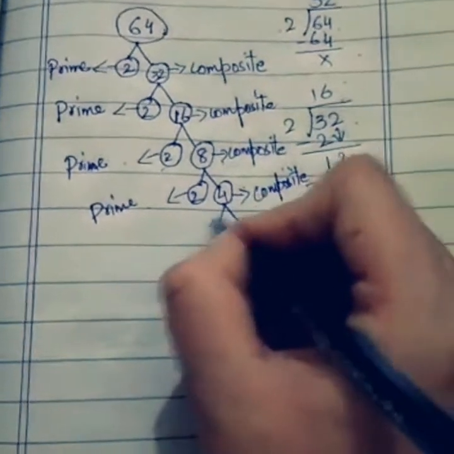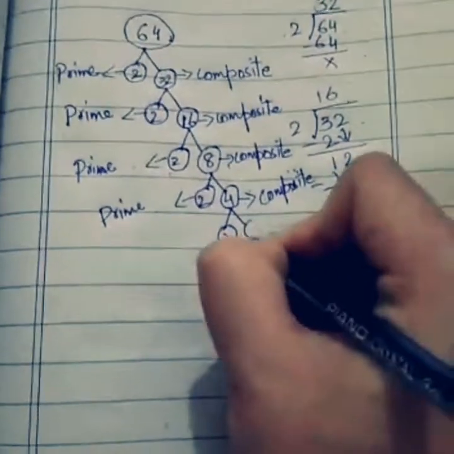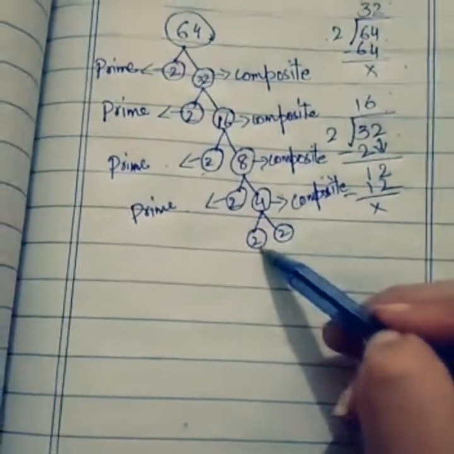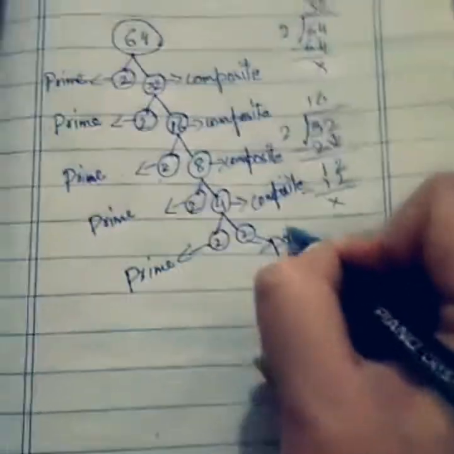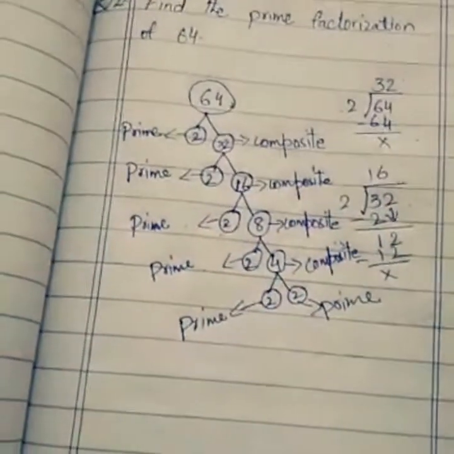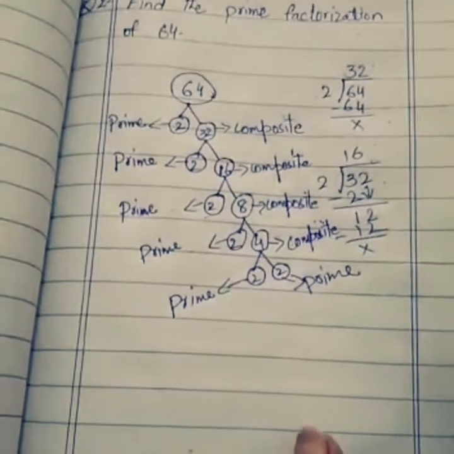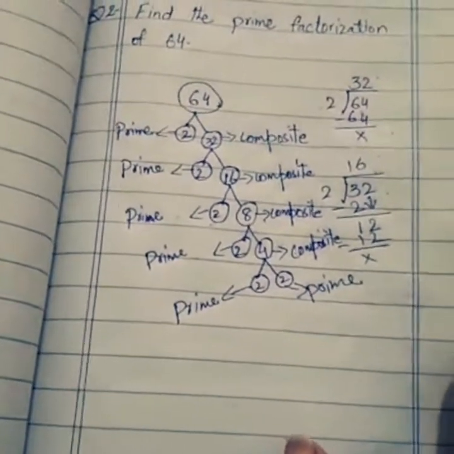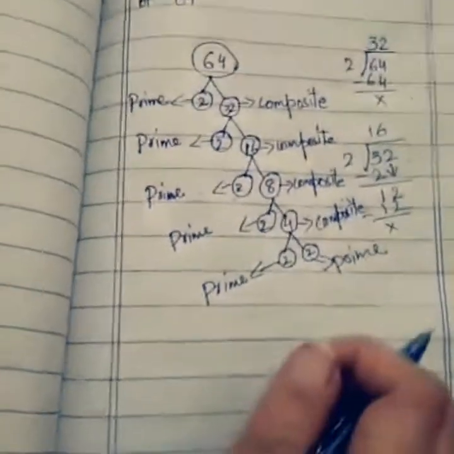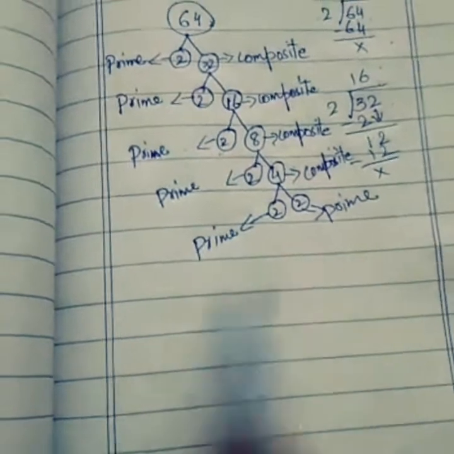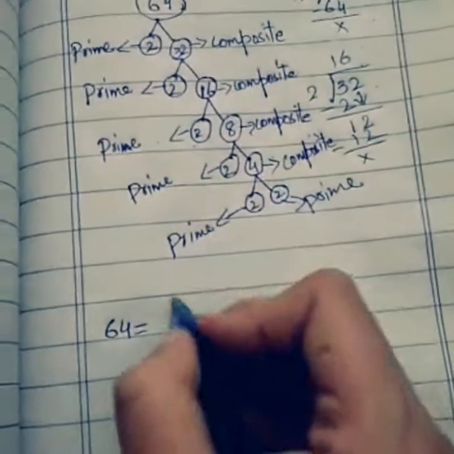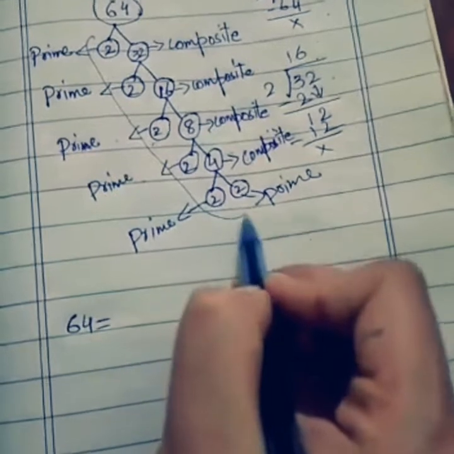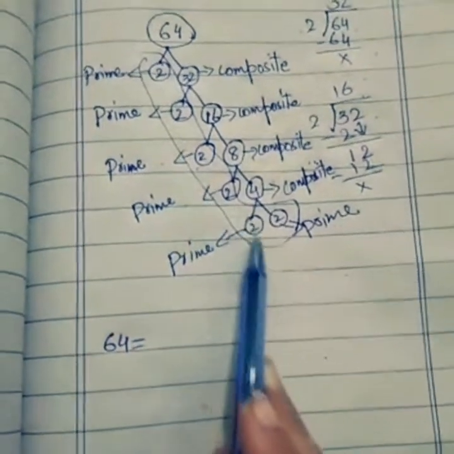Now you can see 4 comes in the table of 2: 2 twos are 4. So you can see that is a prime number and that is also a prime number. So you can see no composite number is left, so we will stop our tree here, because we got all the prime factors of 64. Okay, so you can write all these prime numbers here. You will write these prime numbers because these are all prime factors of 64.